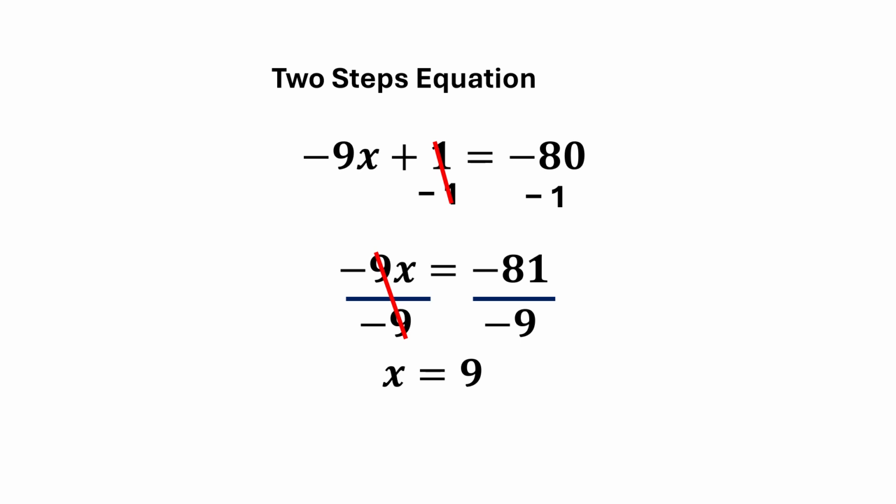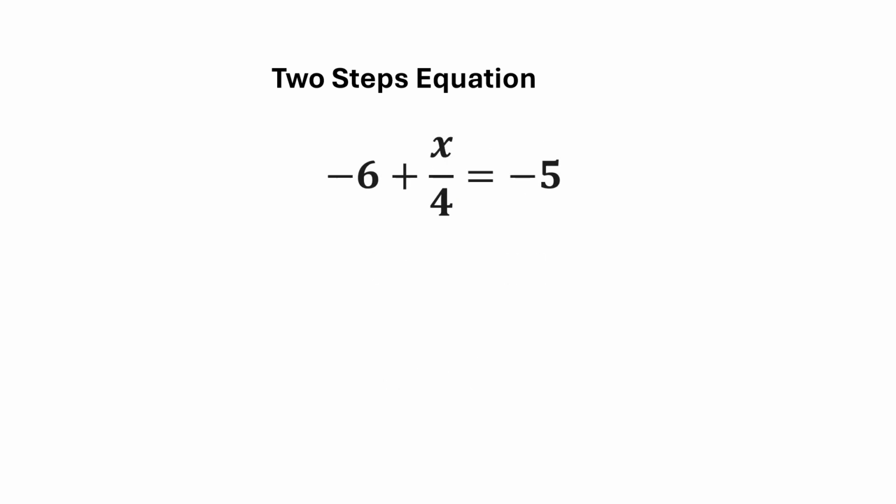Next, this one here. We get rid of the plus or minus first. So we will get rid of this minus 6 first. Do plus 6 on both sides. This cancels. On the left side, you have x divided by 4. On the right side, you have minus 5 plus 6, which is 1. So x divided by 4 equal 1.